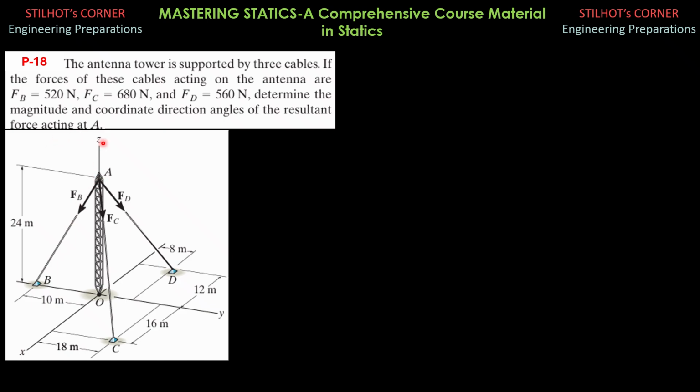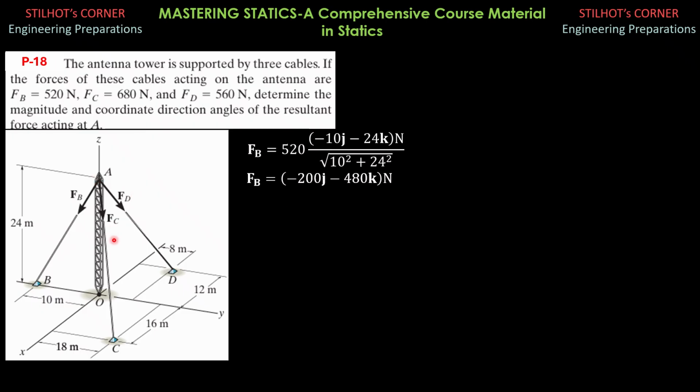So FB is equal to magnitude 520 times the quantity negative 10j, because this is the y direction, positive, there's no x, this is the x direction, negative 10j, then negative 24k, all over the square root of 10 squared plus 24 squared. So FB is 520, the quantity negative 10j, negative 24k over the square root of 10 squared plus 24 squared newtons, and that's negative 200j minus 480k newtons.